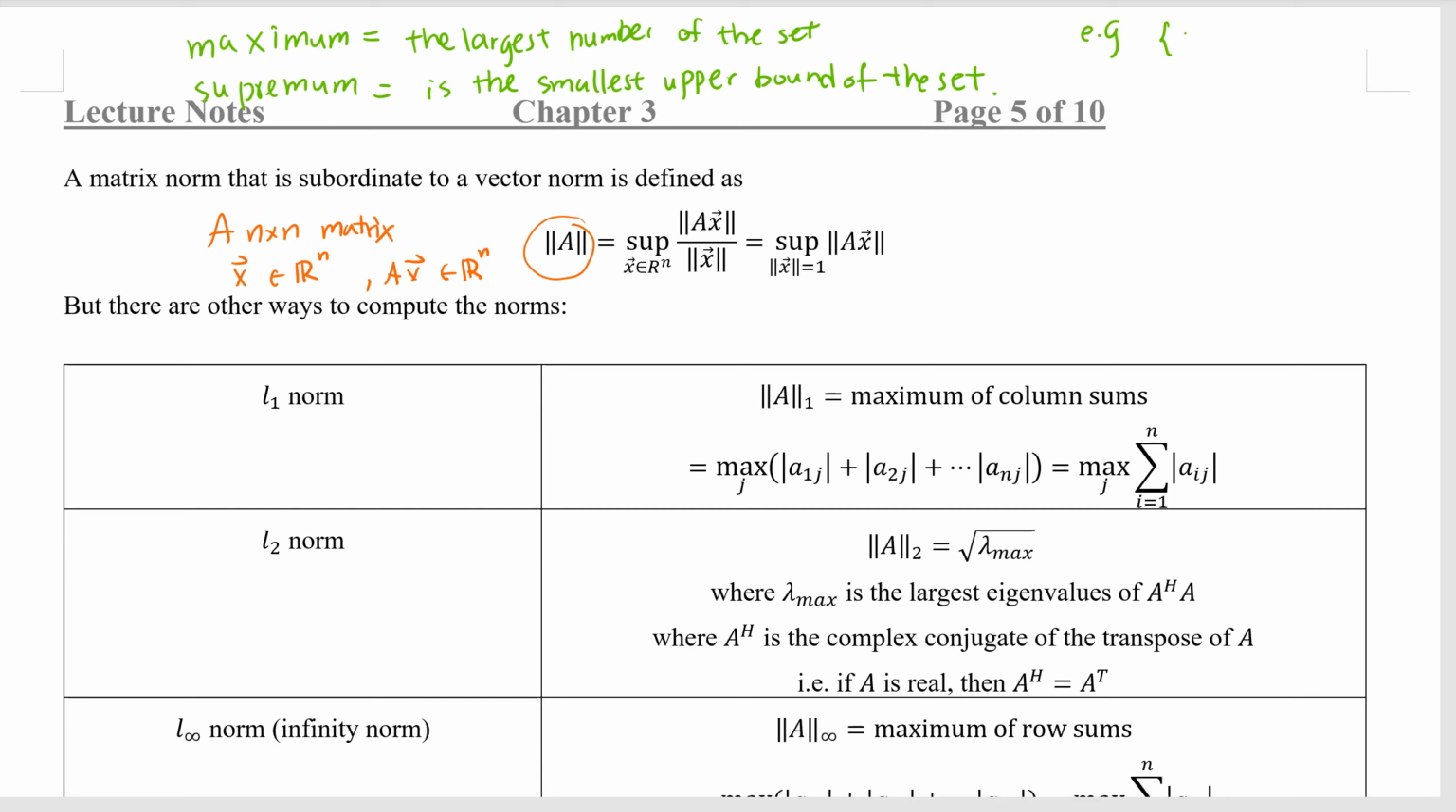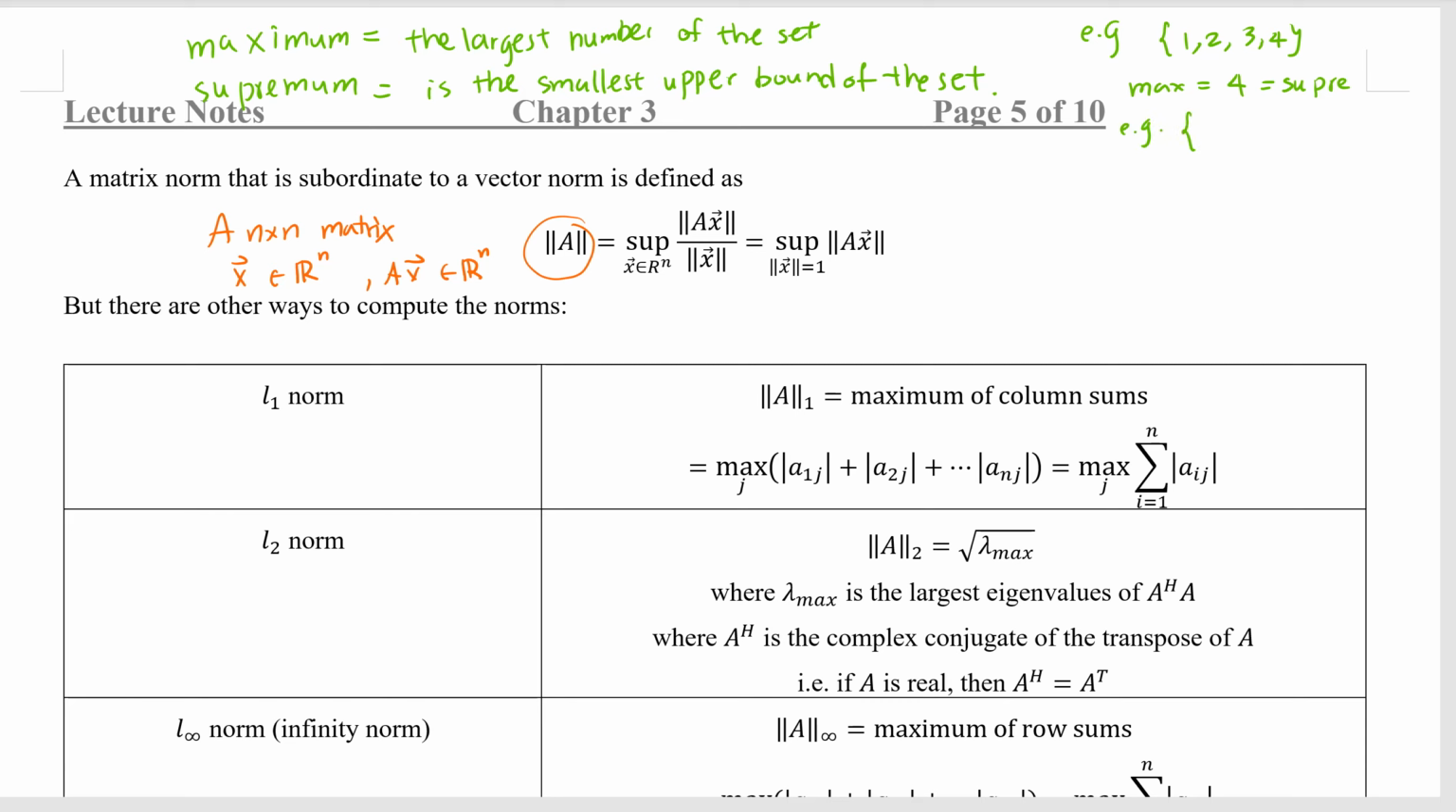Okay, let's consider the set 1, 2, 3, 4. Well, then the maximum is 4, and the supremum is also 4. Okay? Because 4 is the largest number, and 4 is also an upper bound of this set. All the elements in this set are less than or equal to this upper bound. Okay? I can give you one more example here.